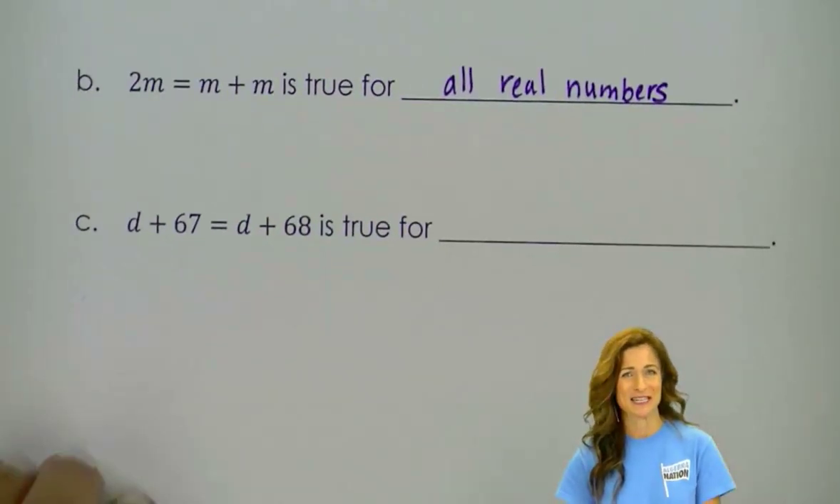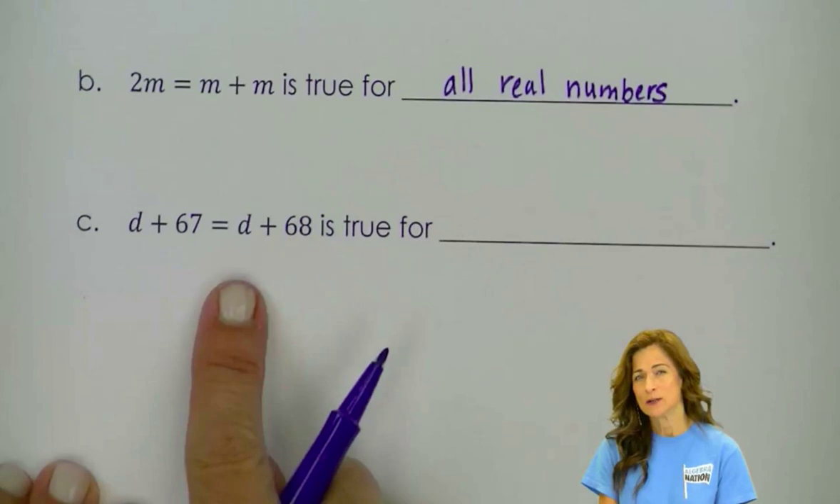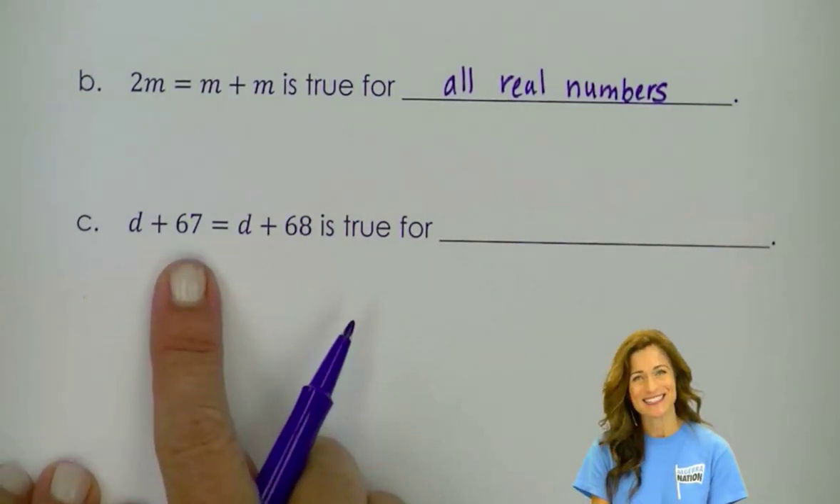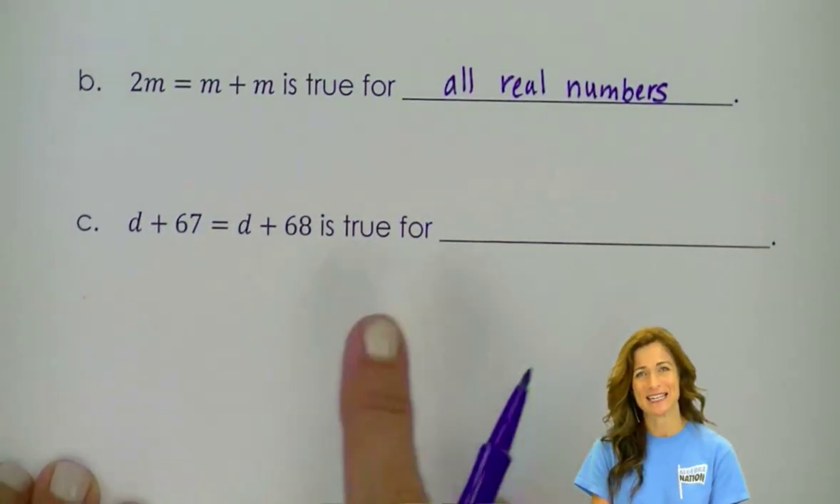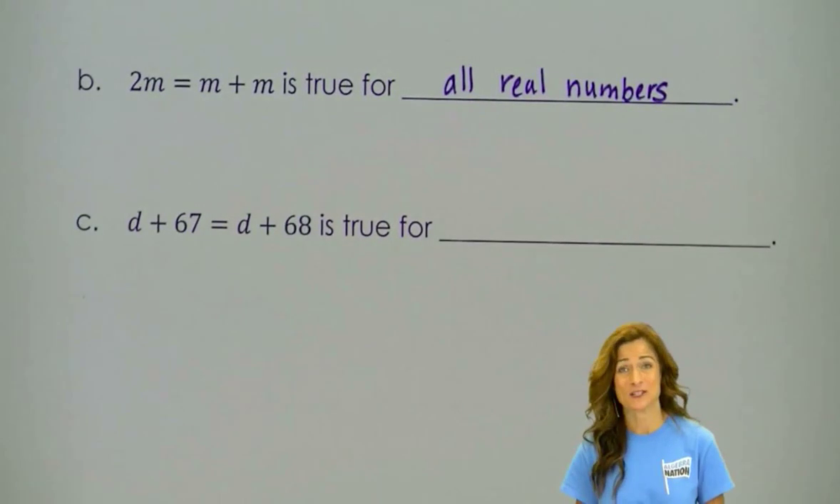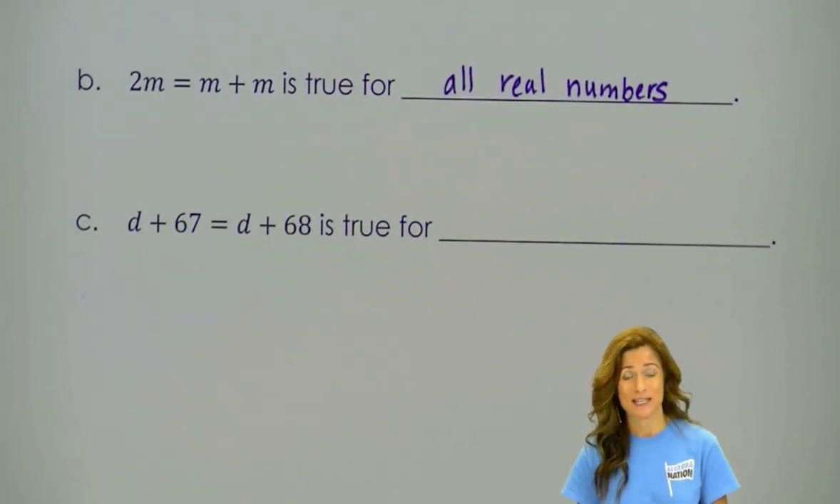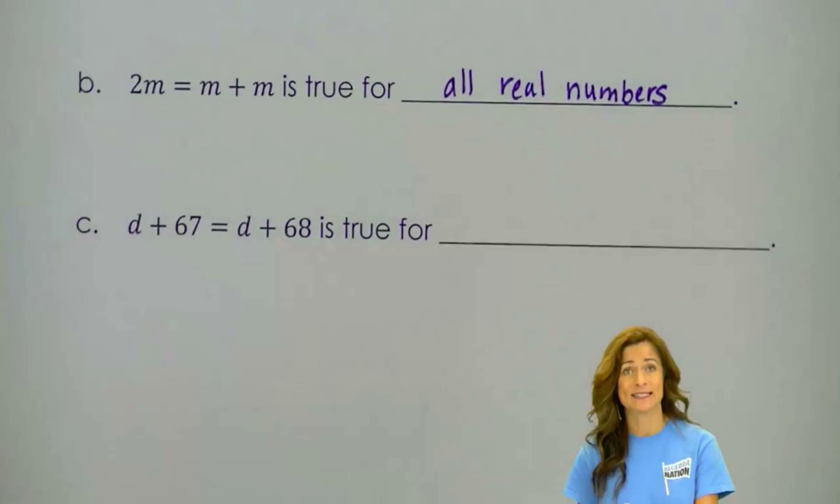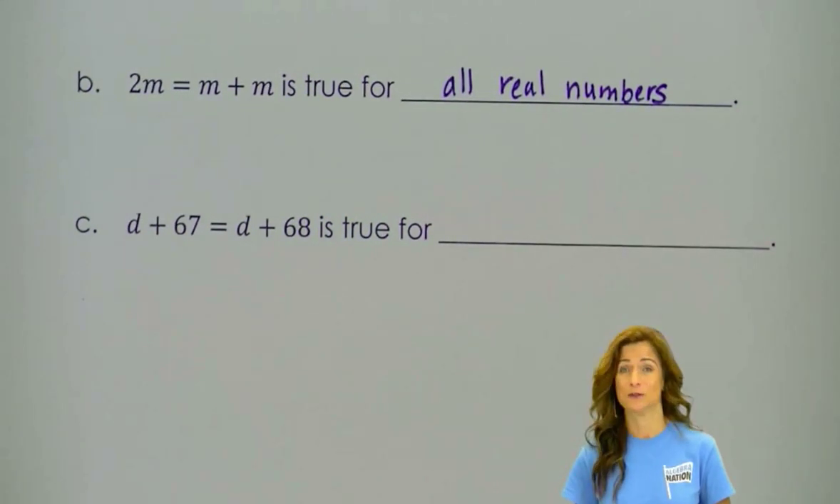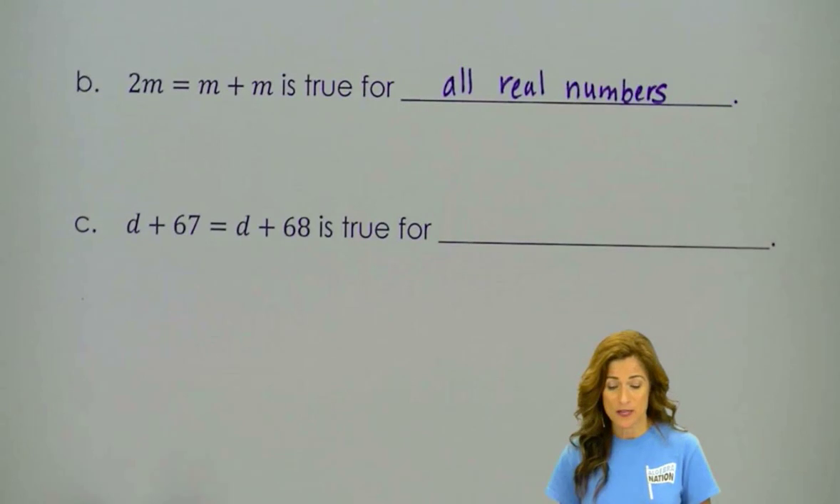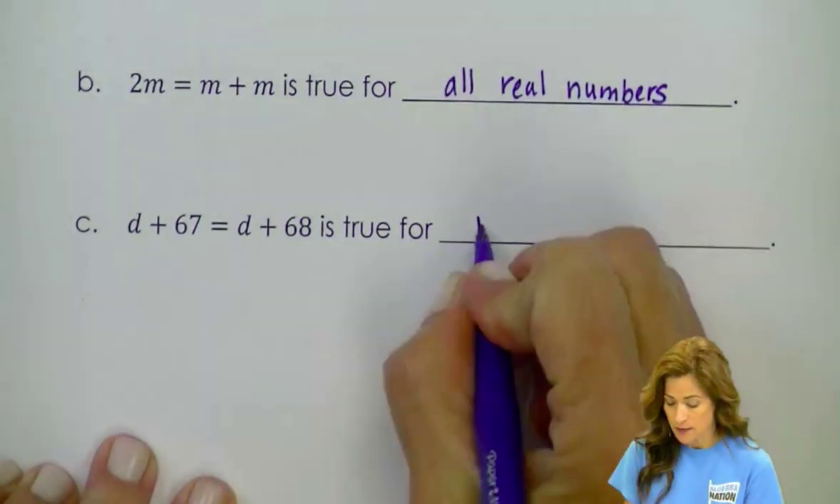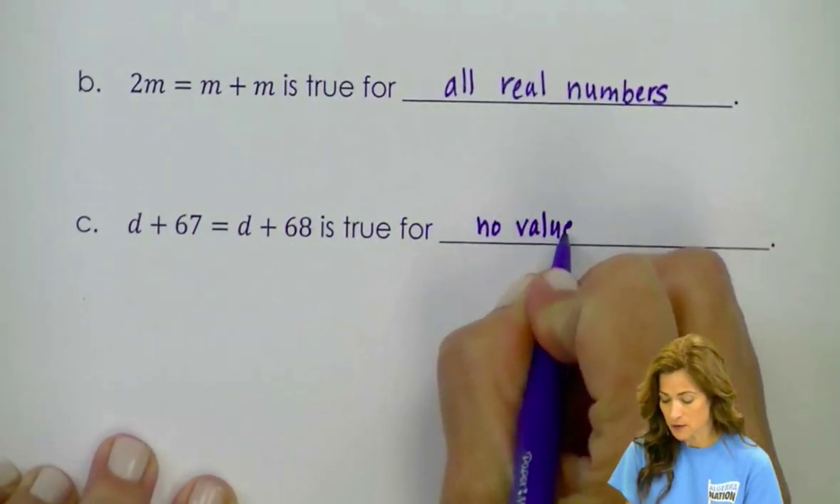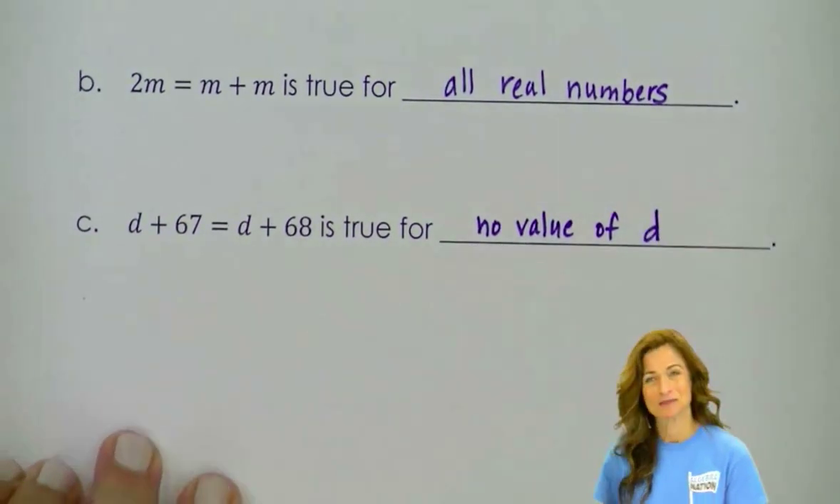Now look at C. D plus 67 is equal to D plus 68. Was that true for any number? Is there any number that I can add 67 to and it's going to be equal to that same number plus 68? No, absolutely not. There's no number that's going to work. So this one is true for no value of D.